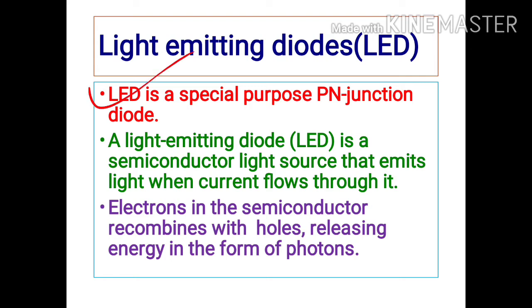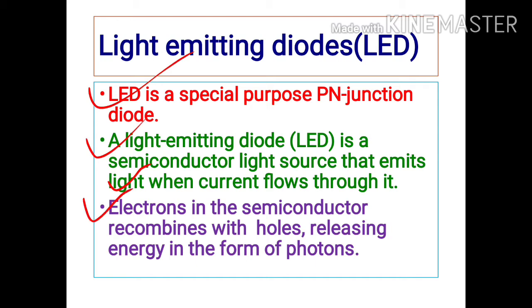So LEDs are special purpose diodes, special purpose PN junction diodes. It means they are specially designed for some specific works, and there are various applications of the LEDs in our daily lives, and we are very much familiar with the LEDs. So different applications of the LEDs we will see in a different lecture. And a light emitting diode, LED, is a semiconductor light source that emits light when current flows through it. So if we supply the current through the LEDs, then it will emit the light.